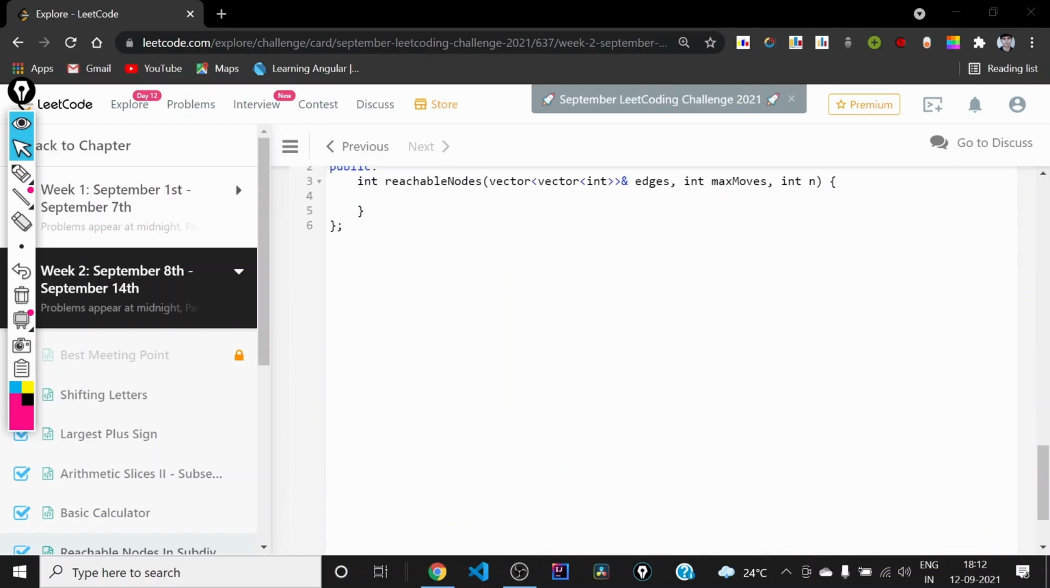So first of all, I will be making a graph. This graph will be a vector of pairs. These pairs will contain the next node and the distance, or the edge length, to that node. So we can iterate over all the edges.